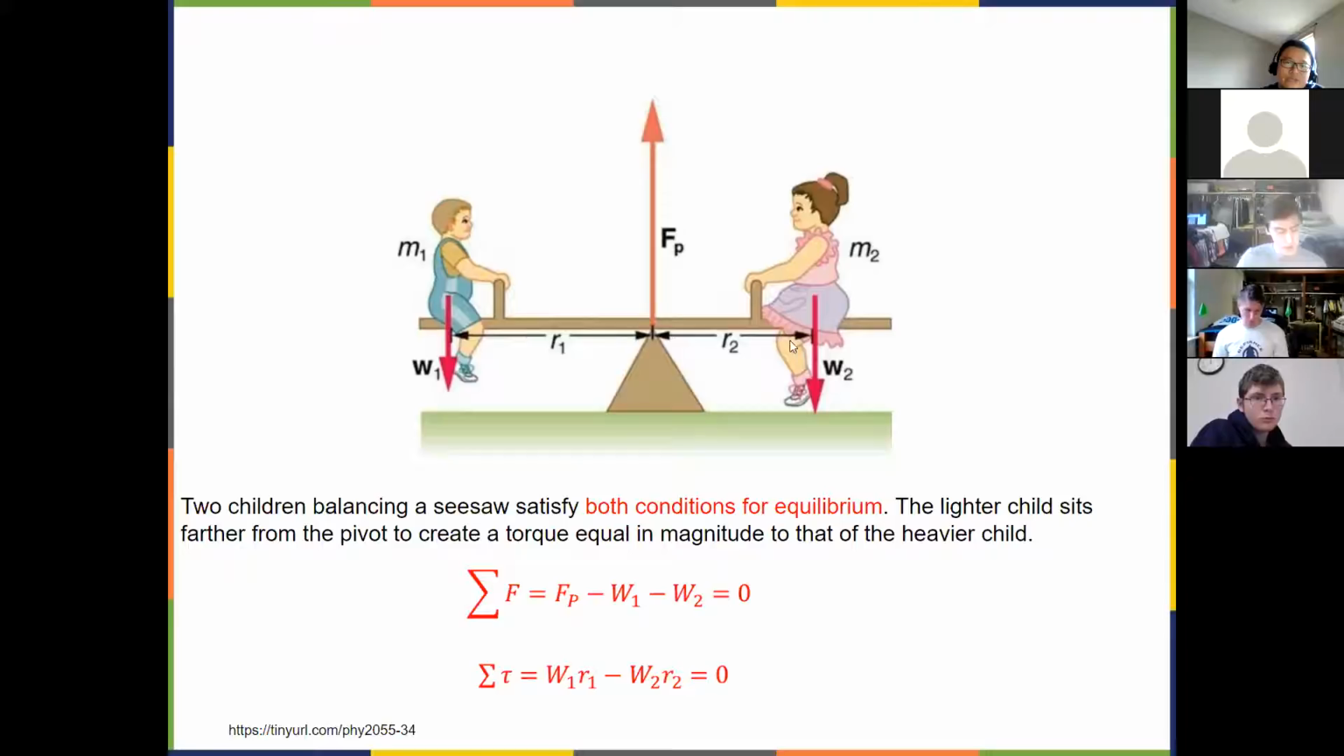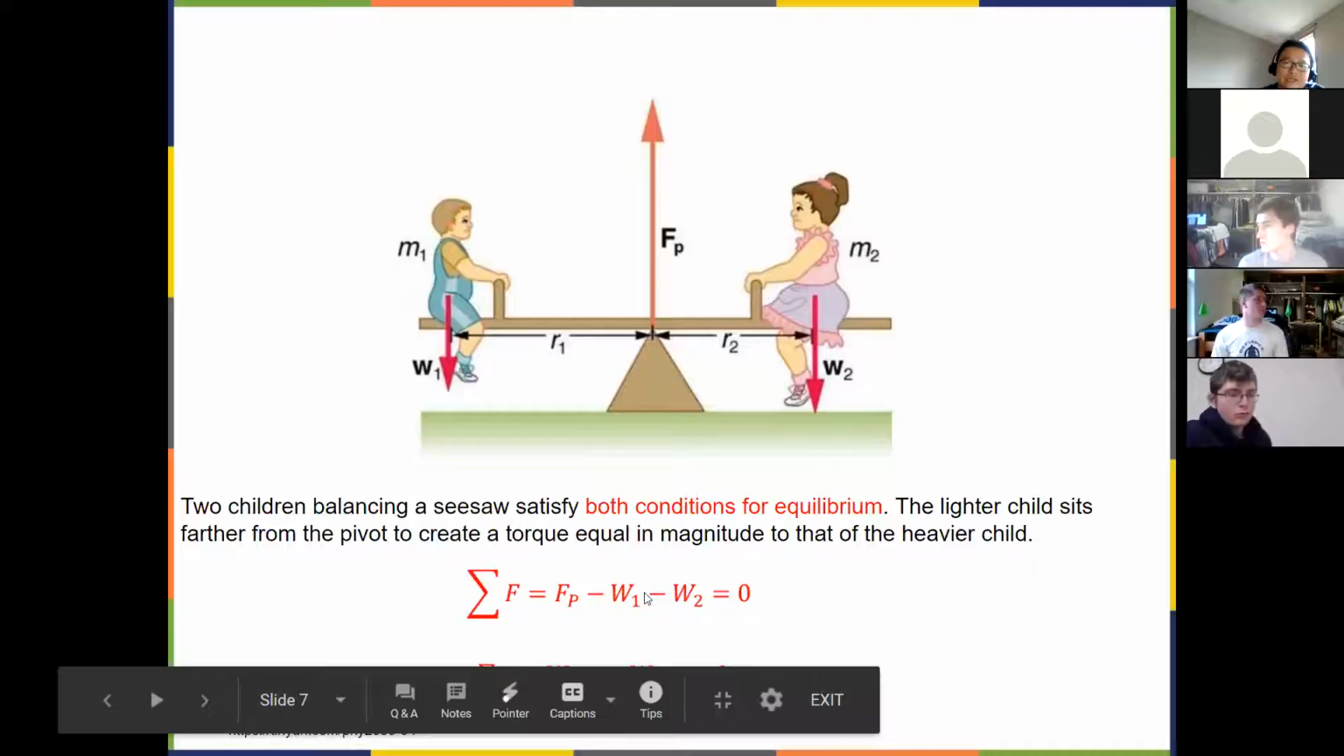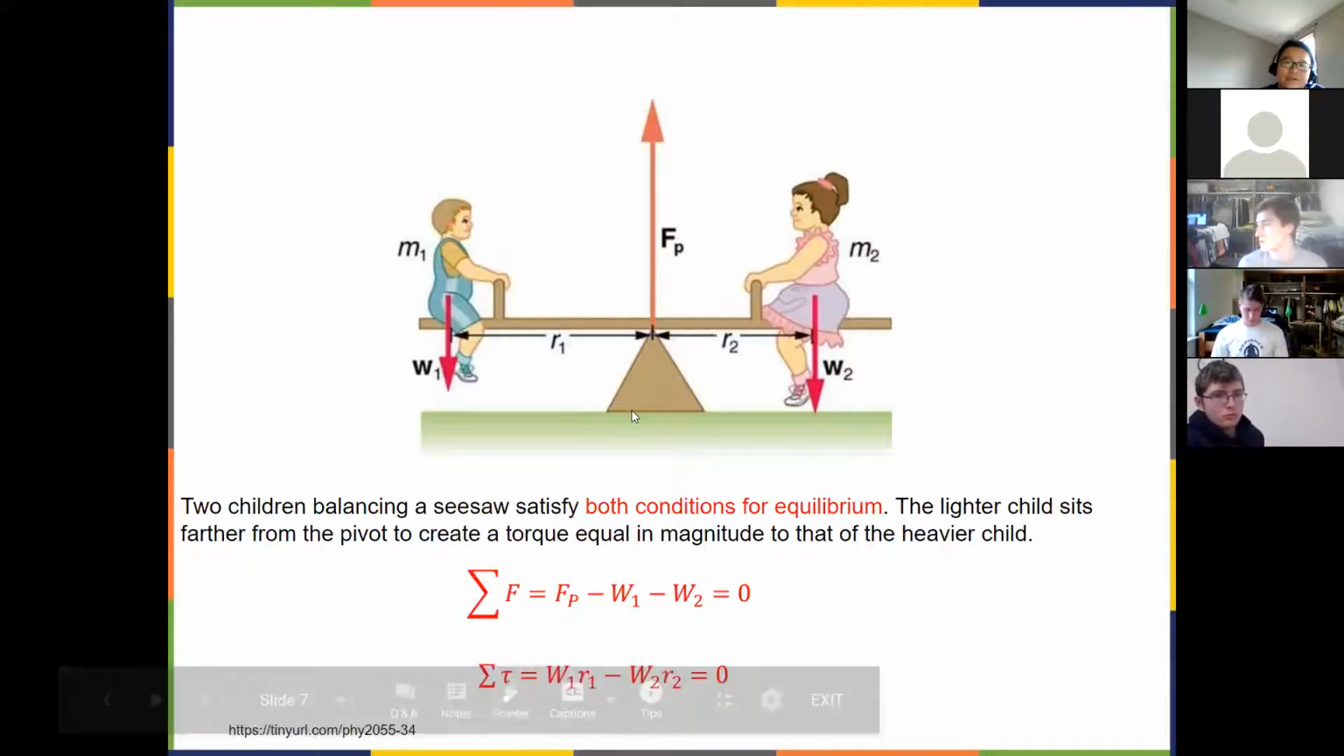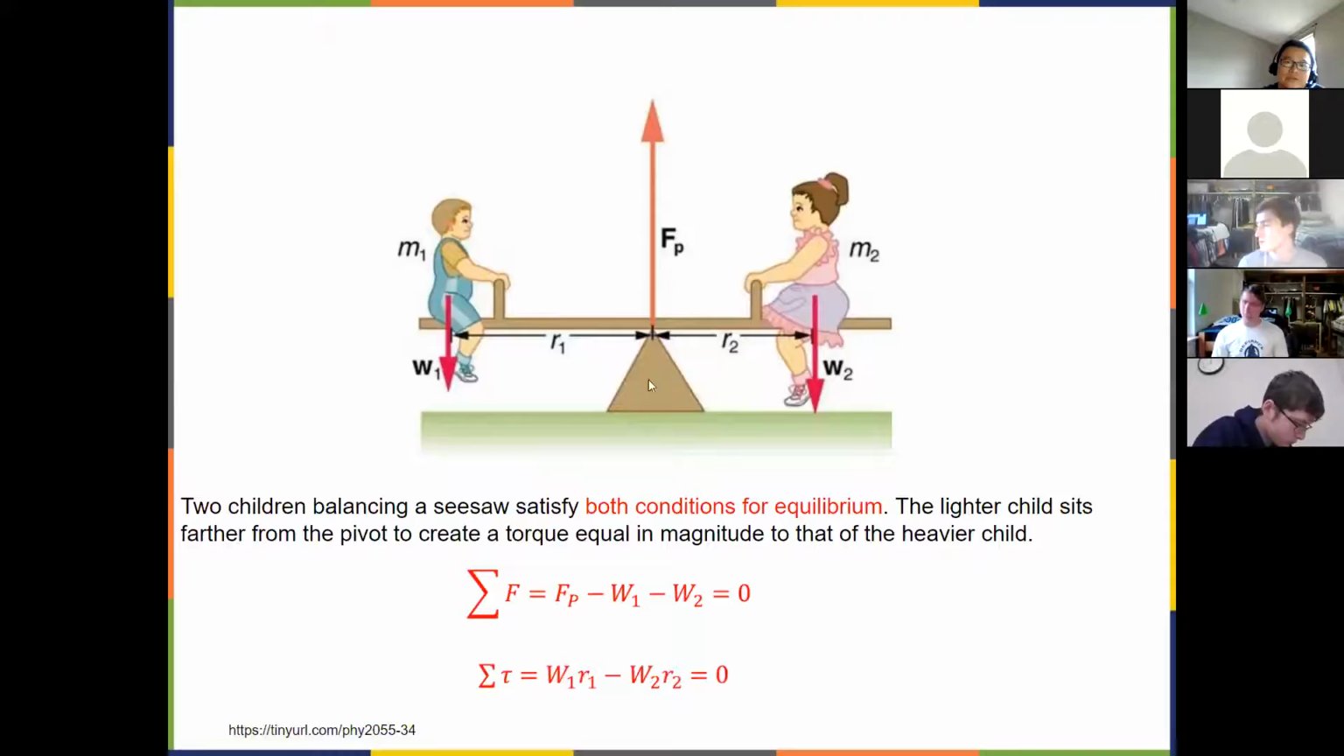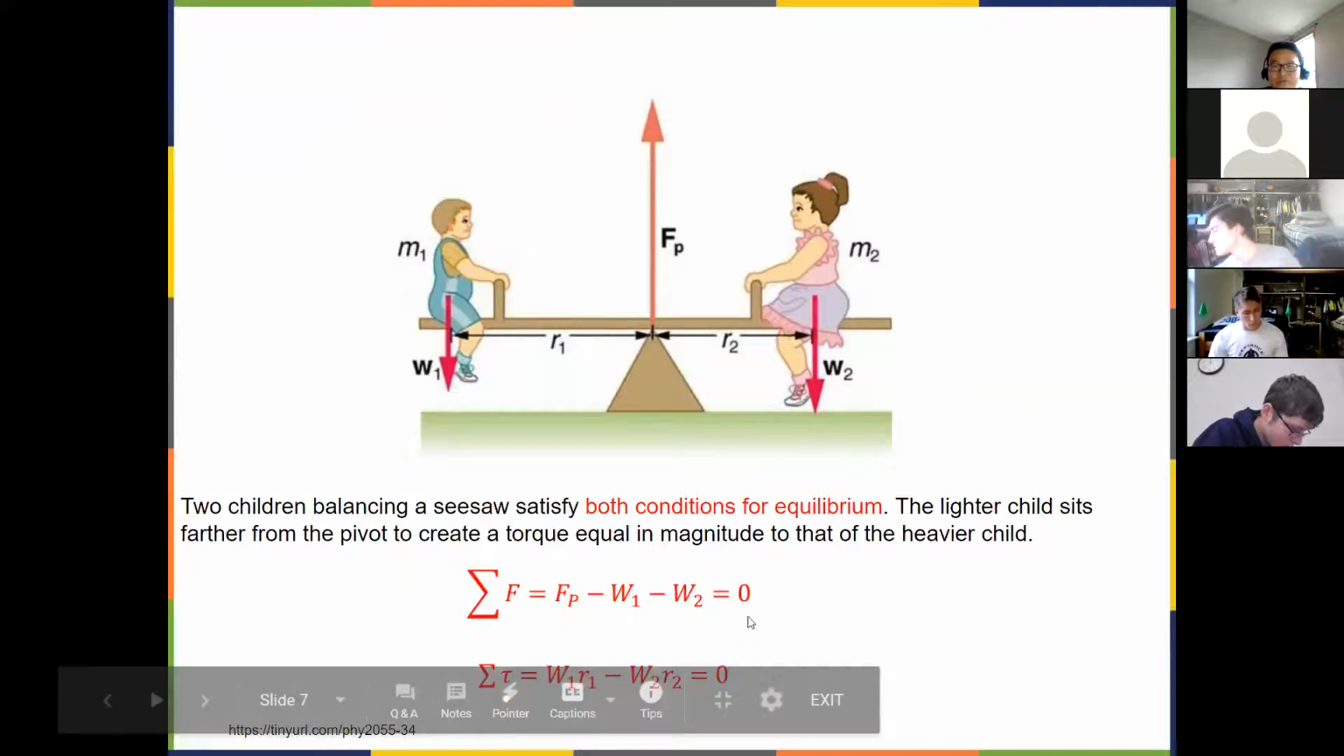Now those forces are all in the y direction, so the net force is just in the y direction. They should add up to be 0. Net torque should also be equal to 0. The seesaw is rotating about the pivot point. Torque by weight 1 is making the seesaw go counterclockwise, so that's positive torque. Torque by weight 2, W2, is making the seesaw go clockwise, so that's negative. So torque by W1 minus torque by W2 should be equal to 0.